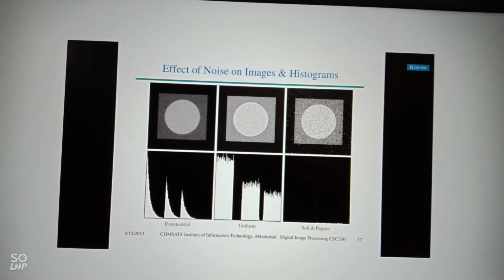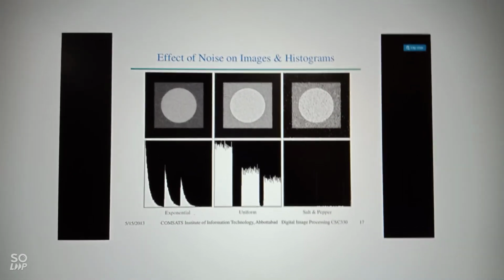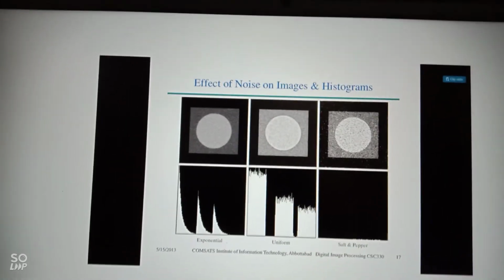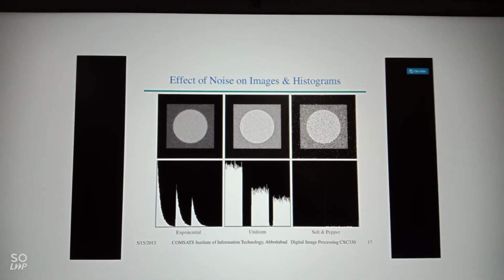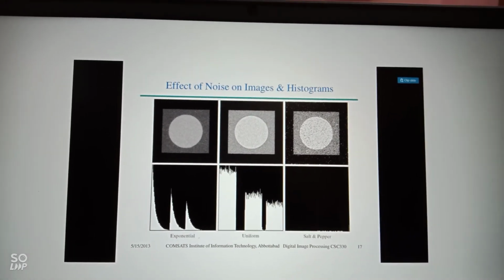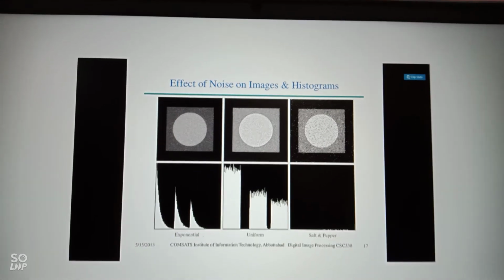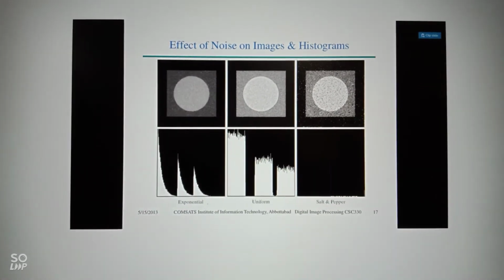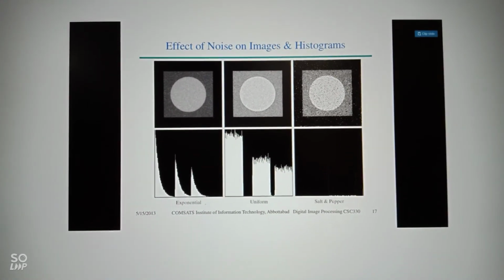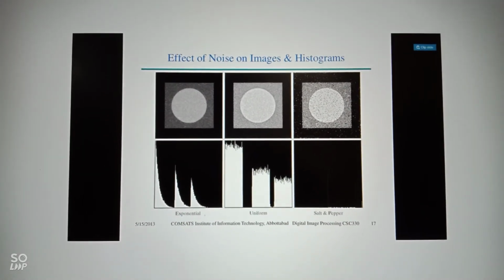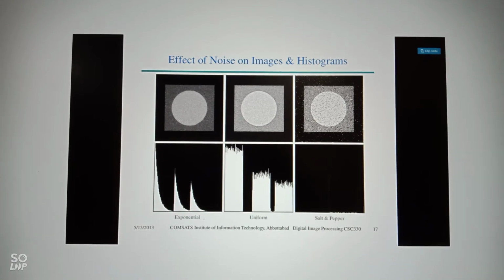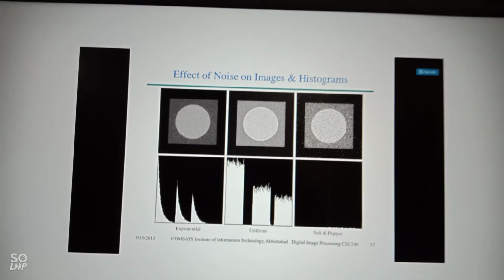As I have not explained exponential and uniform previously: uniform is nothing but a straight rectangular graph, and exponential is a line starting at the y-axis and ending at the x-axis. That's it. In salt and pepper, you can't see the graph, but there are two straight lines. It's very thin, I think. I will explain salt and pepper, that is impulse noise.